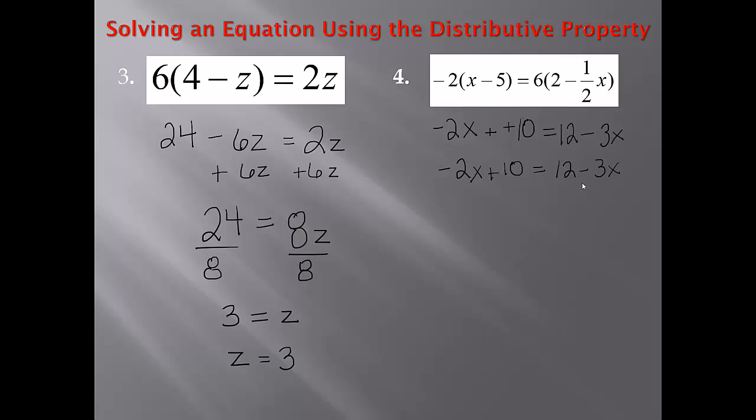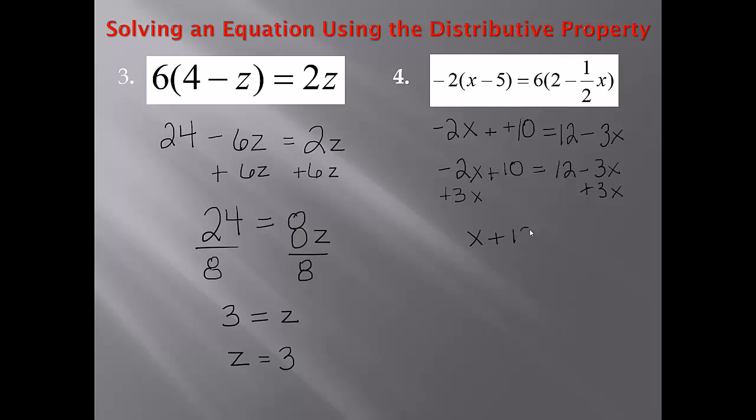Now we need to have our x's on one side and then our numbers on the other side. So we have two different choices. We can either add 2x to both sides, so we move our x to the right-hand side, or we could add 3x to both sides, which would have us moving our x to the left-hand side. So I'm going to go ahead and add 3x to both sides. And on the left-hand side, negative 2x plus 3x would be 1x, or just x. And I still have plus 10.